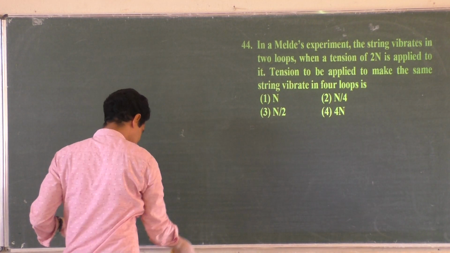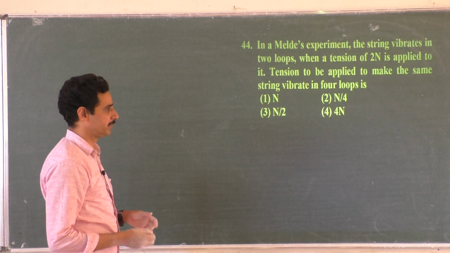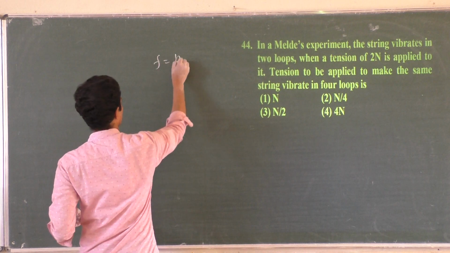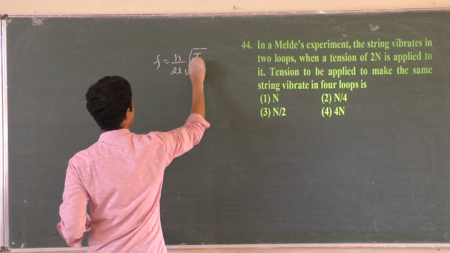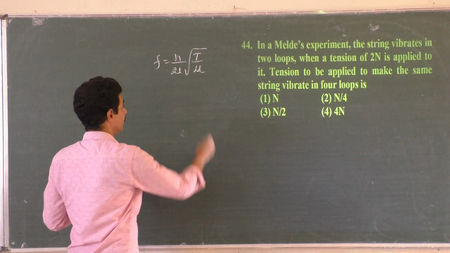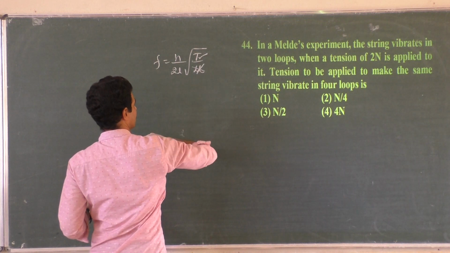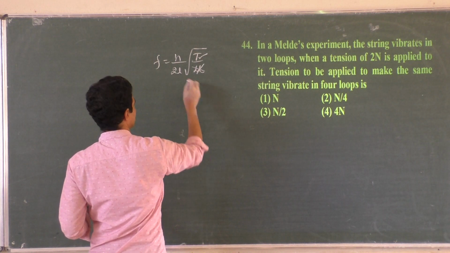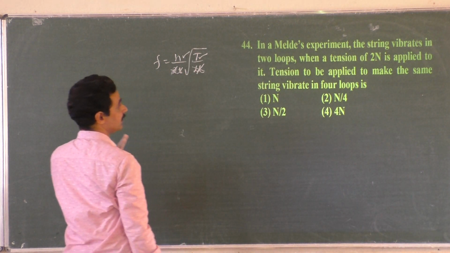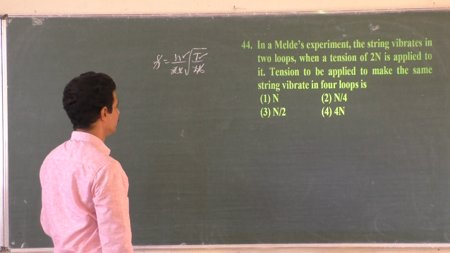So who is fighting in this match now? It's a kabaddi match and 2 people are fighting. Who are the 2 people? Only retain those 2 people in the formula. f is equal to number of loops n by 2L square root of T by mu. Same experimental setup, same wire, mass per unit length doesn't change. Tension is in competition. Length is not in competition. Number of loops is in competition. Frequency is not in competition.